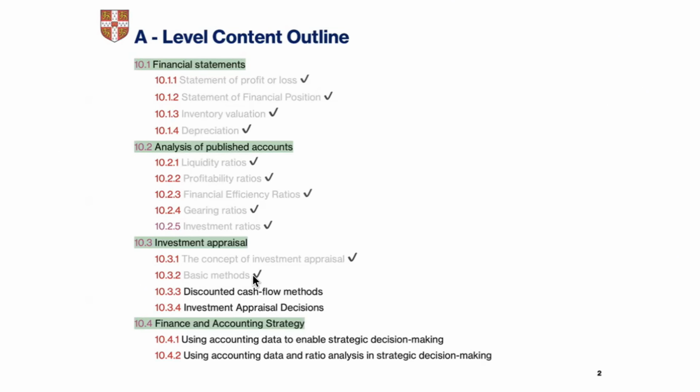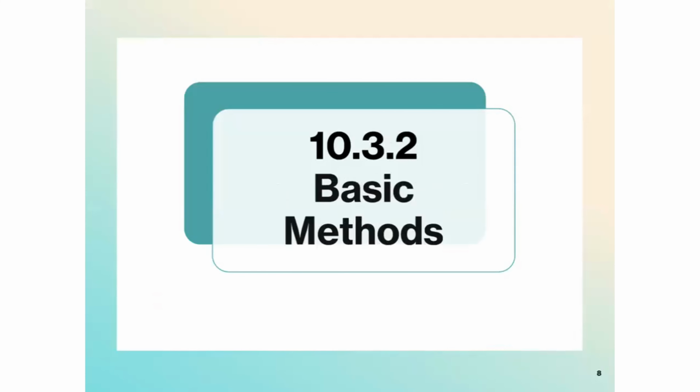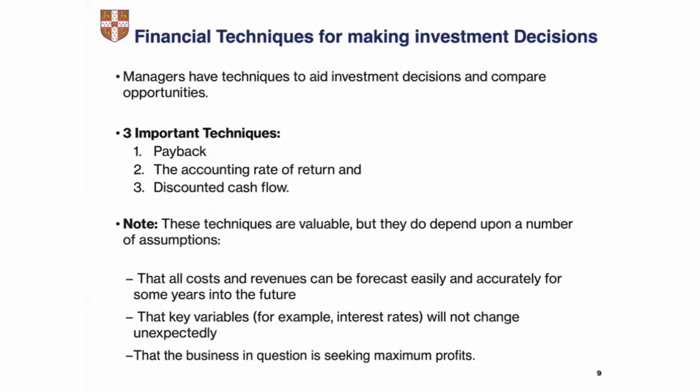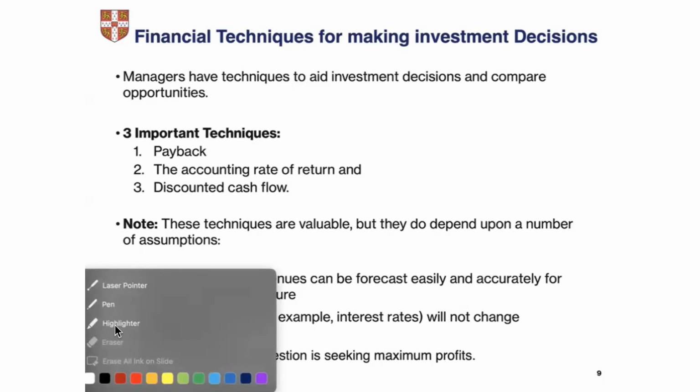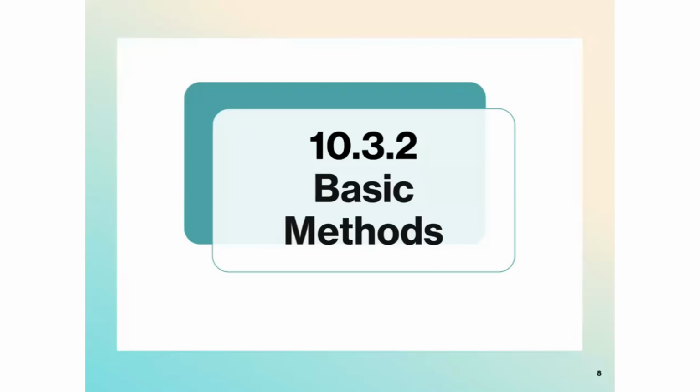So today, last time we talked about the basic concept of investment appraisal. Under the basic concept, we talked about two methods of appraising investments: the payback method, and the accounting rate of return. Today we'll continue with the third one, the discounted cash flow model. We've already looked at the payback model and the accounting rate of return, and today we'll look at the discounted cash flow model, under the basic methods of appraising investments.